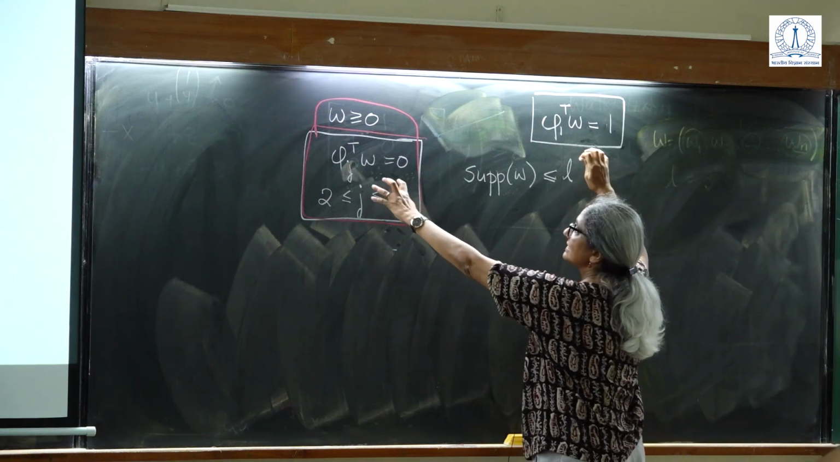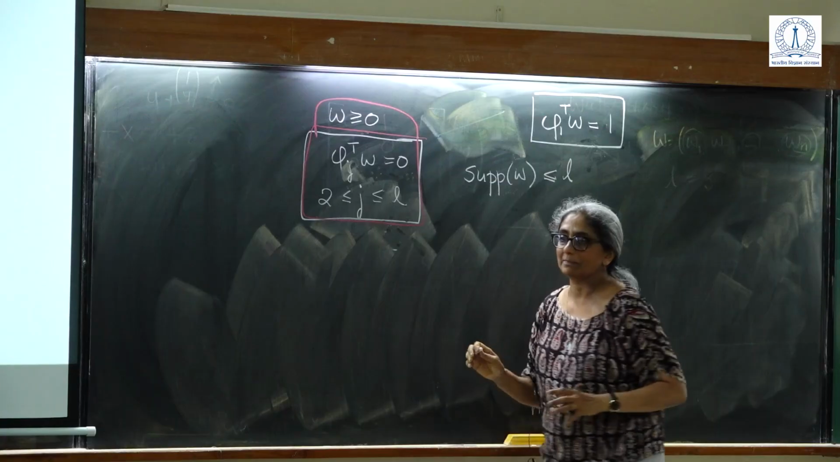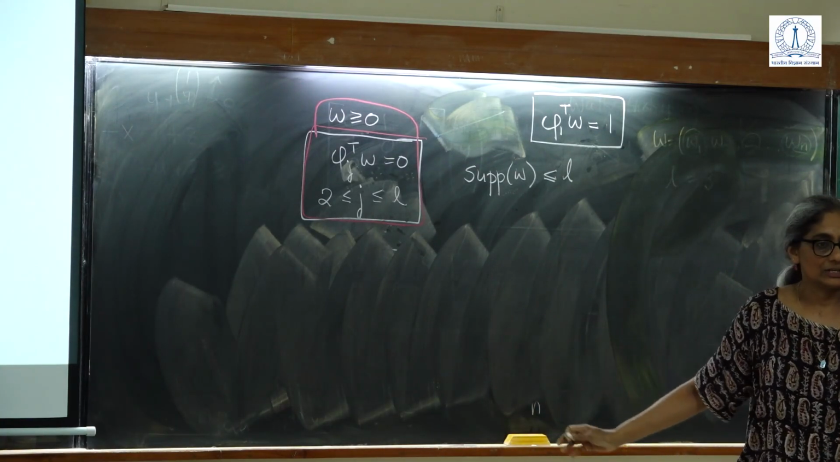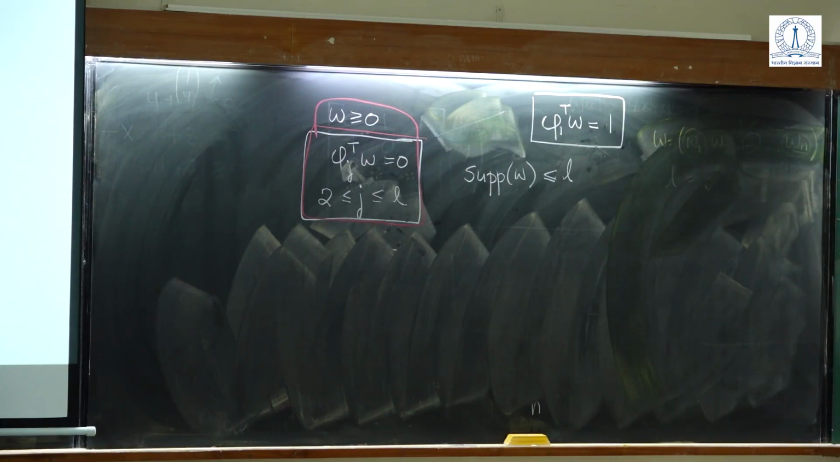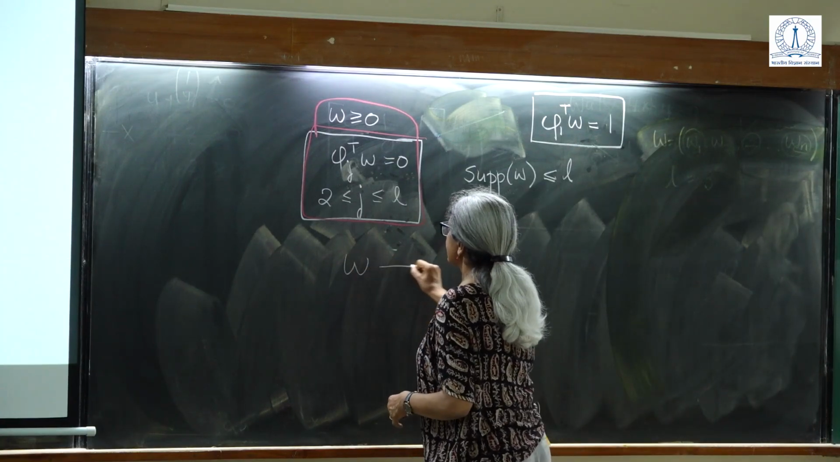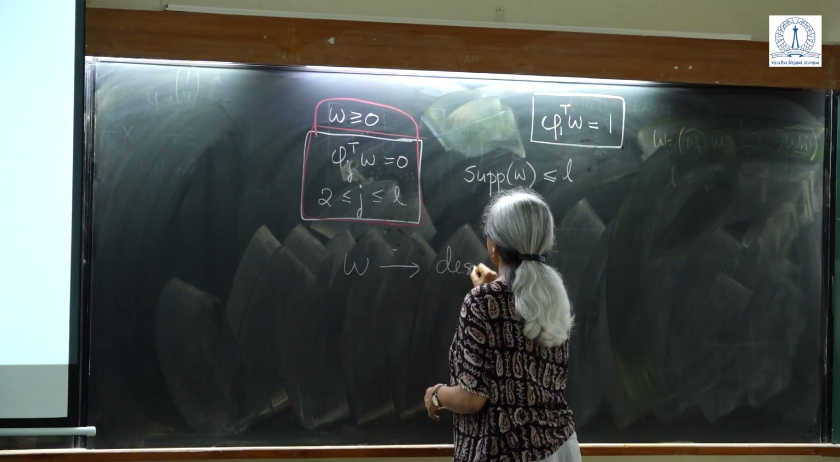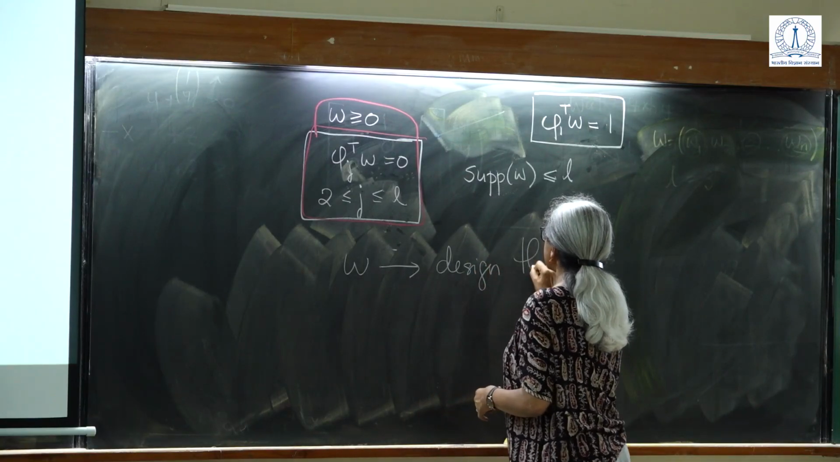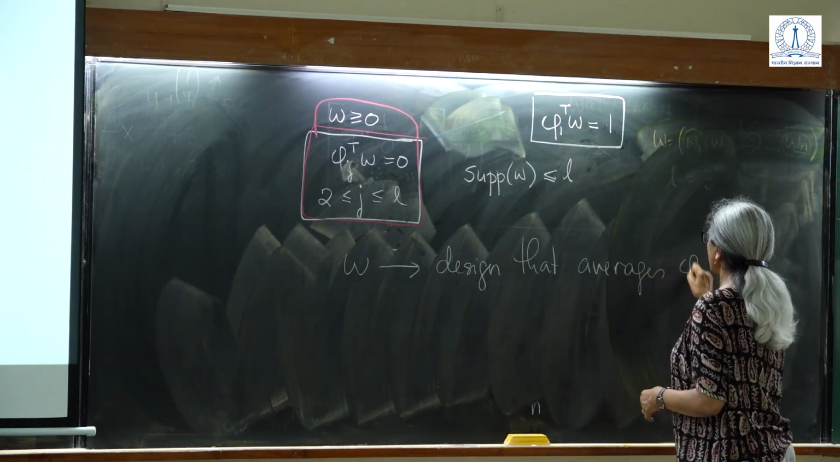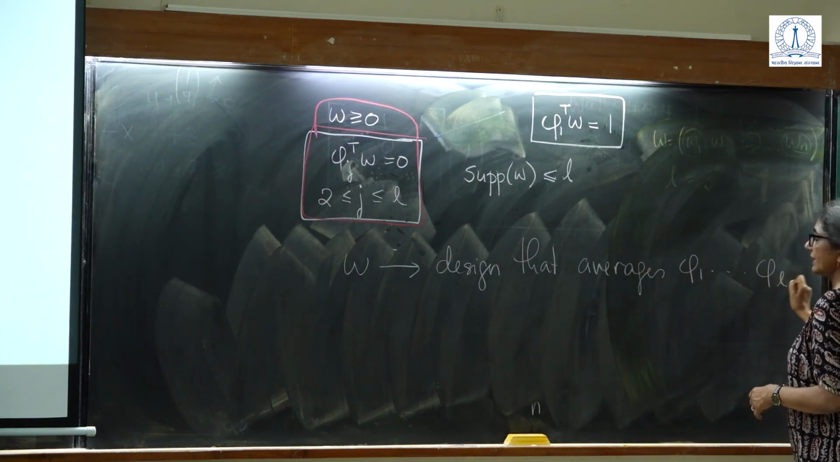So did you agree that doing this is the same thing as finding the global average? That's the part that I erased, right? So if a W can do this, it's also letting you find the global average of the function on the graph. So I claim that this type of W is exactly a design that averages phi 1 all the way up to phi L.